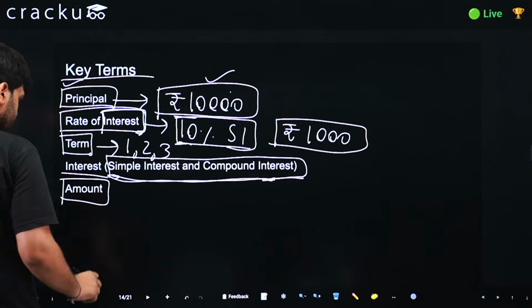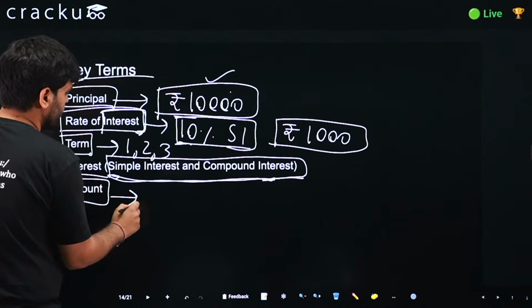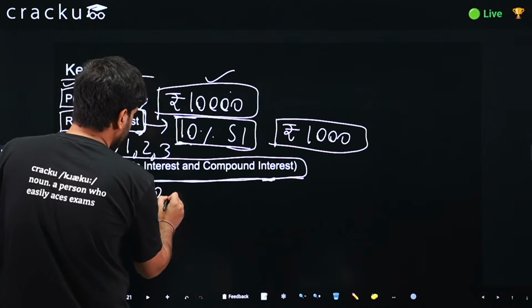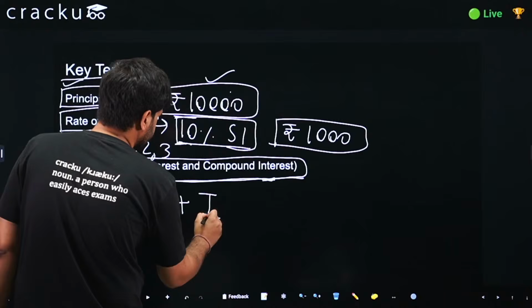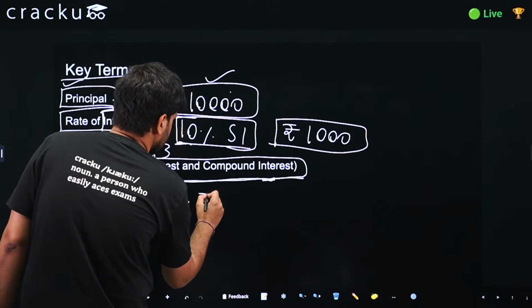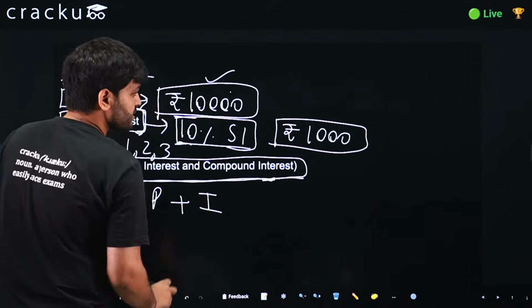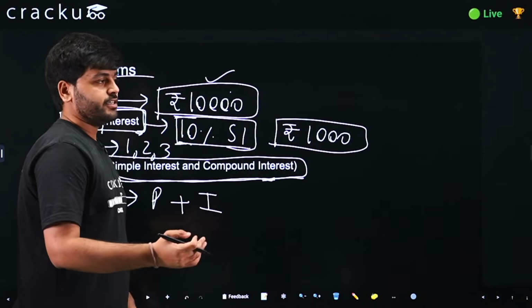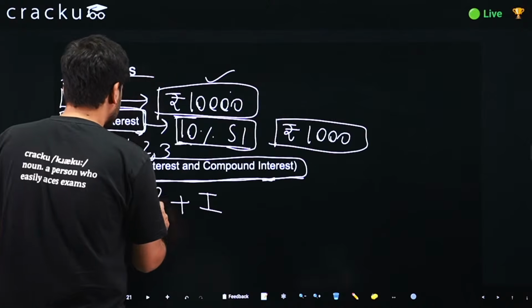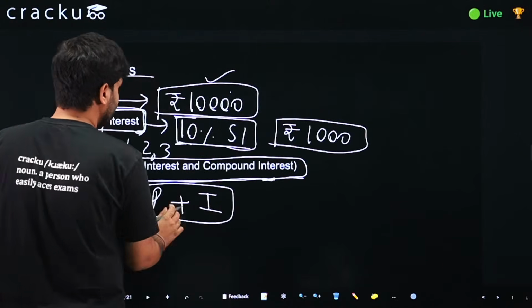Amount. So basically amount is the total amount. This is principal plus interest I. Principal which you took initially and interest which you have accumulated during the time period. So this is the amount at any point of time.